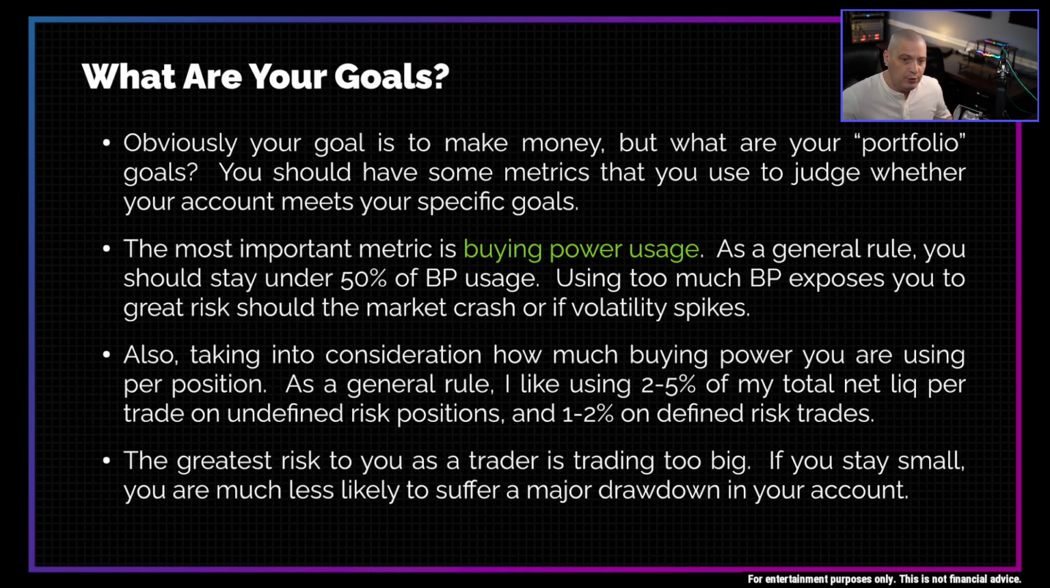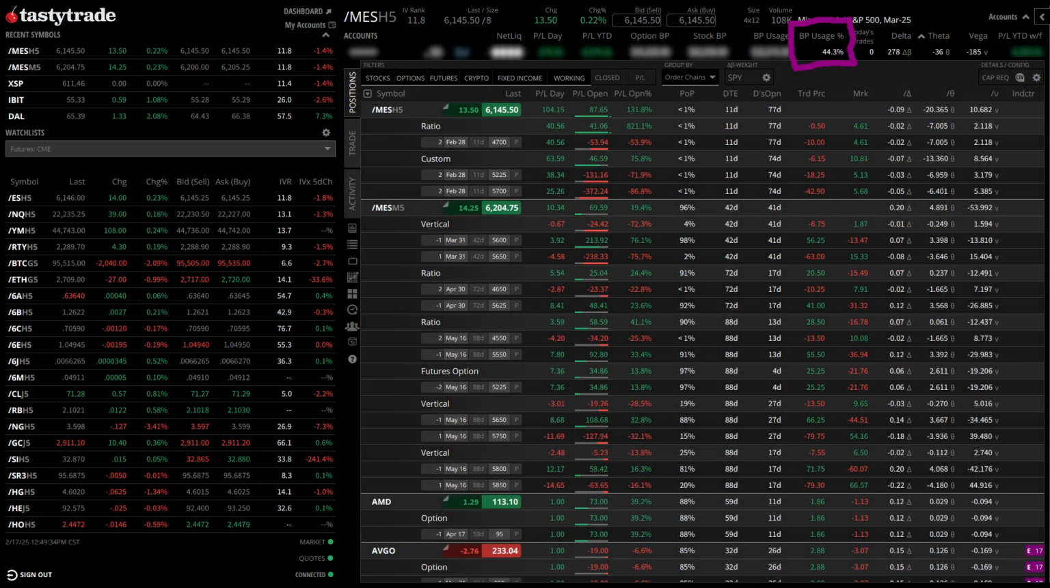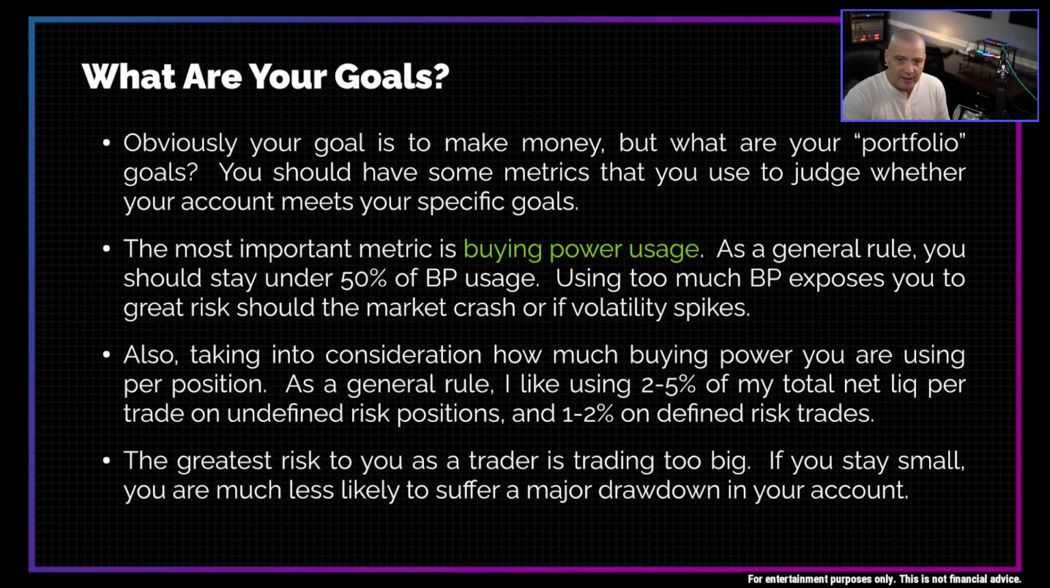For those of you that are using TASTYTRADE as your trading platform, it does keep track of your buying power at the top of the trading platform. If you look at the header inside the TASTYTRADE platform, it will tell you how much your total buying power is, and how much buying power you're currently using as a percentage. So just take a look at that number a couple of times a day and make sure that number, again as a general rule, is 50% or less.